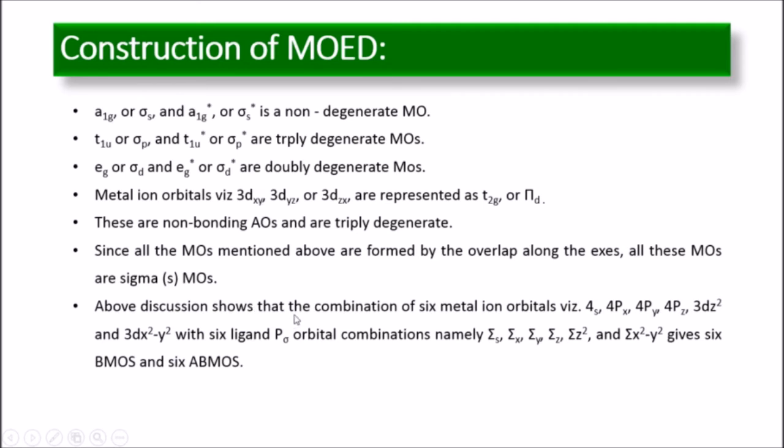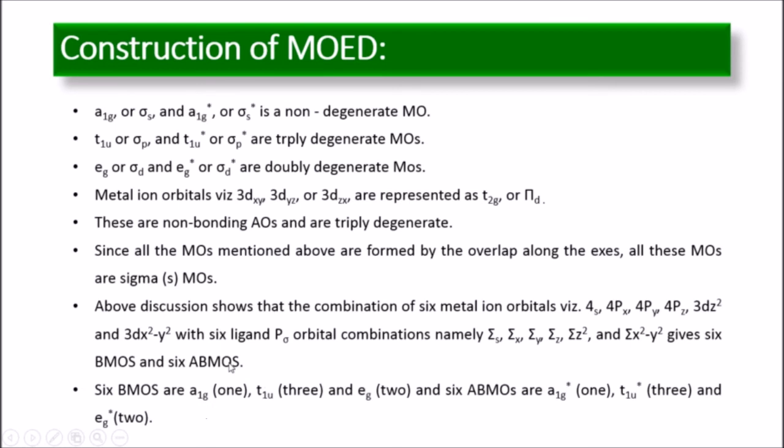Above discussion shows that the combination of 6 metal ion orbitals like 4s, 4px, 4py, 4pz and 3dx square, 3dz square and 3dx square minus y square with 6 ligand p sigma orbital combinations, namely sigma s, sigma x, sigma y, sigma z square and sigma x square minus y square gives 6 BMOs and 6 ABMOs. 6 BMOs are A1G, that is 1, T1U, that is 3 and EG, that is 2. And 6 ABMO are A1G star, that is 1, T1U star, that is 3 and EG star, that is 2.